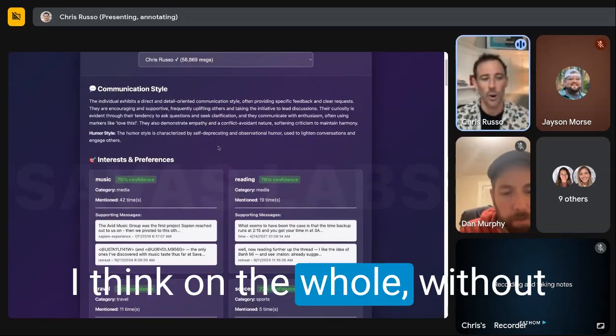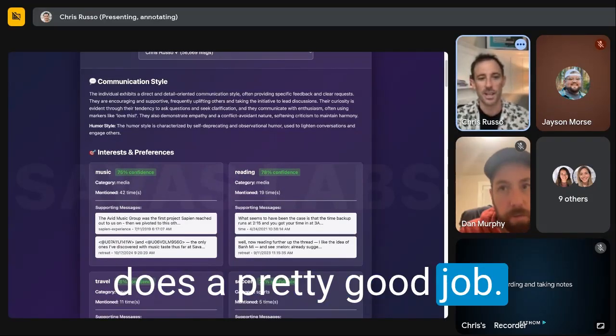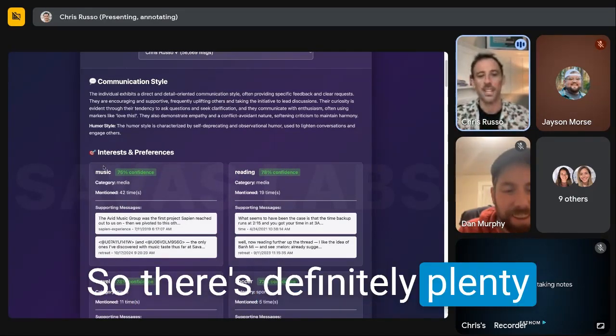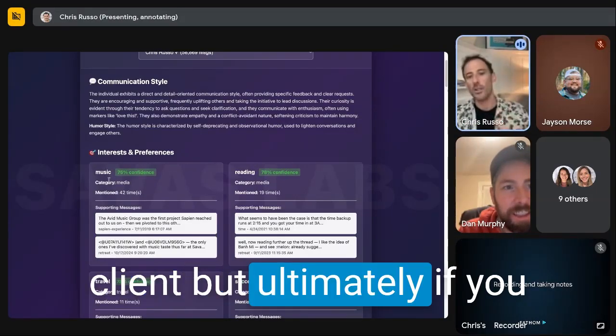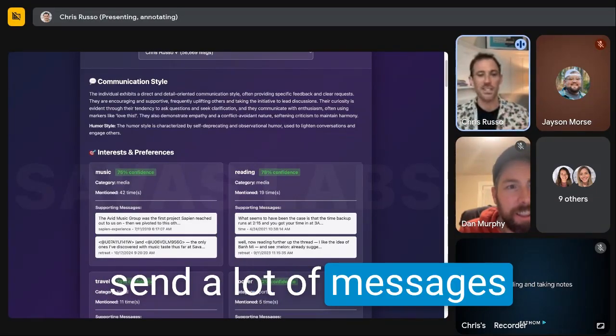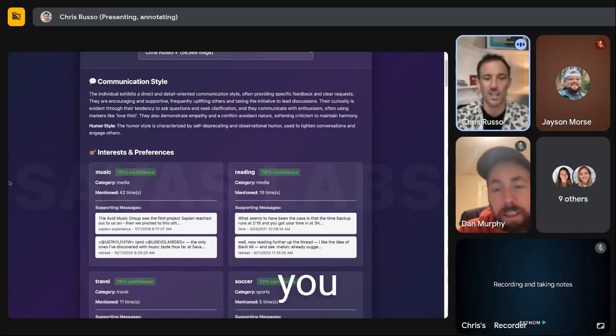I think on the whole, without tweaking and tuning this, for most people, it does a pretty good job. So there's definitely plenty of fine tuning that would need to be done to really hone this as we would for a client. But ultimately, if you send a lot of messages and feed the LLM enough, it does a pretty good job, I think, at understanding you and what you want.